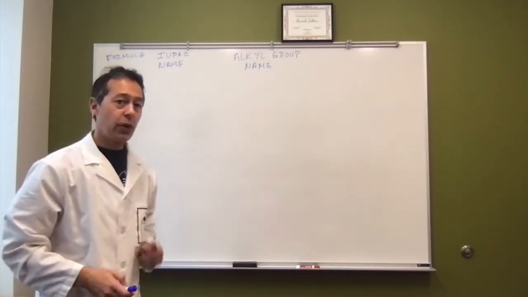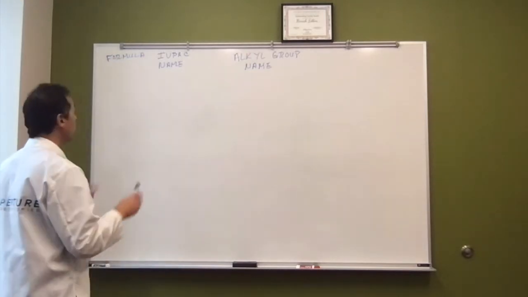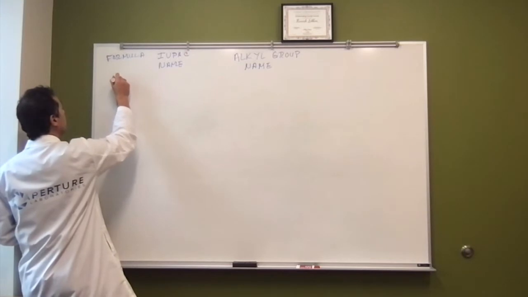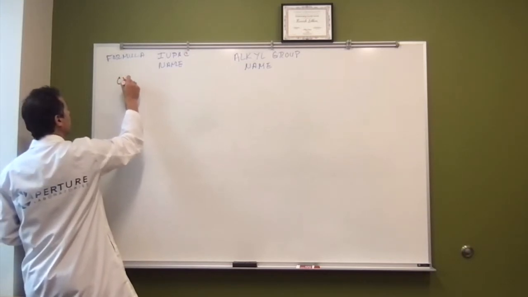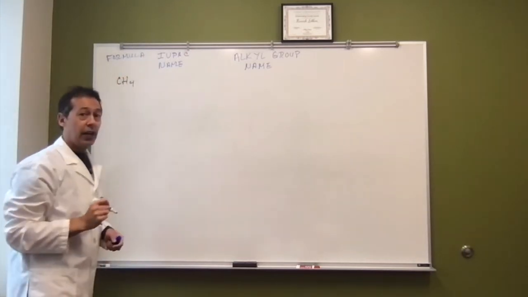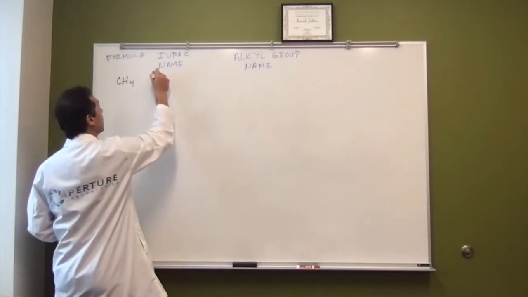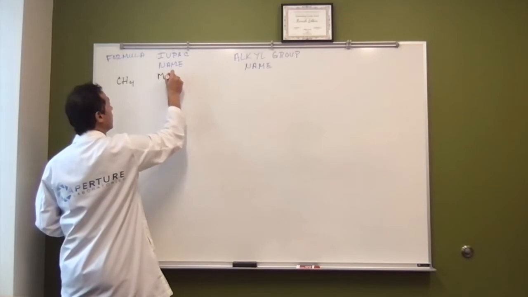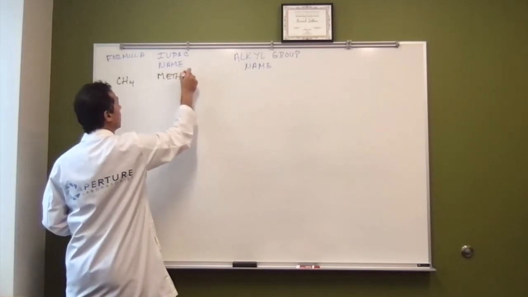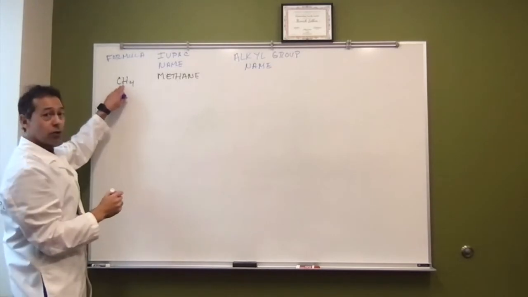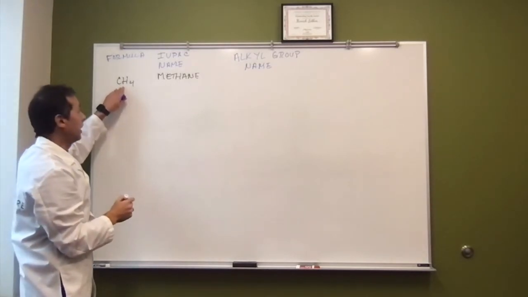Now we're going to start out with simple, small numbers of carbon atoms, and then we're going to build our way up. So we're going to start out with one carbon atom, and so one carbon atom would be CH4, and the IUPAC name for this would be methane. So this molecule right here is called methane.